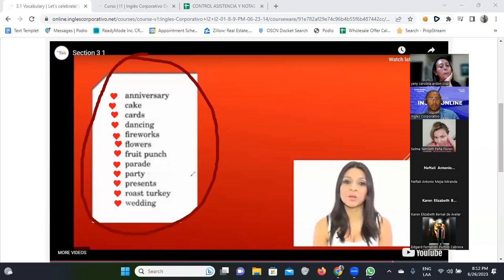What is the meaning of birthday? Birthday. Party. Parade. Ah, parade. Parade is marcha. For example, I think Saturday was the gay parade here in Salvador del Mundo. Parade.